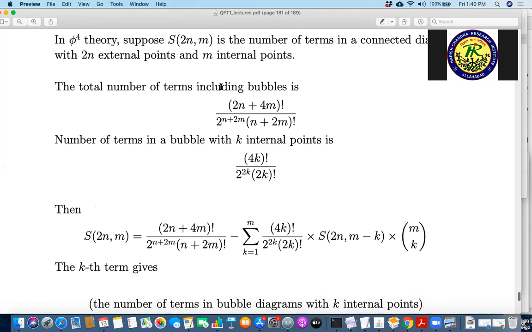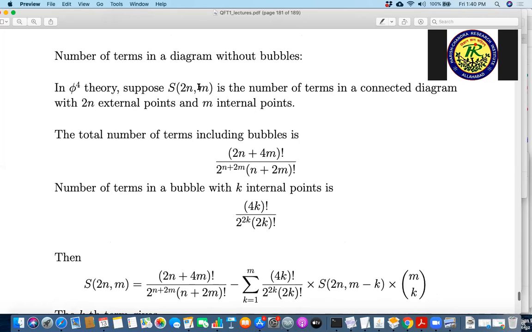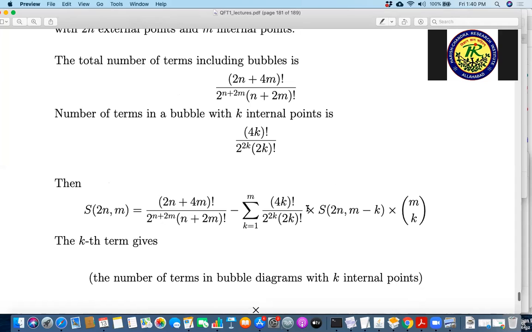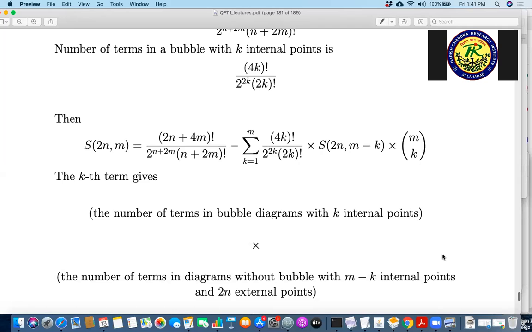So the total number of terms, including bubbles. M contains everything, right? M is the total number of internal points, of which part may be part of the bubble and part may be part of the other diagrams without bubble. That's here. So this is giving you how many terms there are in bubble diagrams with k internal points. This is giving you how many terms there are in the diagram without bubble with m minus k internal points. And this is telling you in how many ways you can choose those k internal points out of it. M is the total number of internal points, which is being distributed into the bubble and the diagrams without bubbles. Okay, sir. Thank you. Any other question?